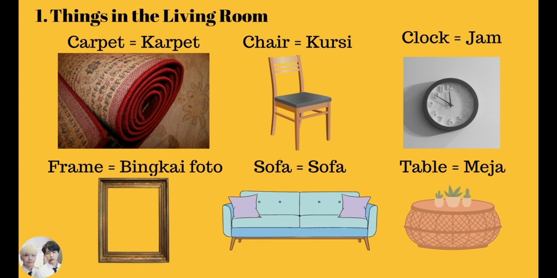Okay, so the first one is things in the living room, atau benda-benda yang ada di ruang tamu. Yang pertama adalah carpet atau karpet. Yang kedua, chair, kursi. Clock, jam. Frame, bingkai foto. Sofa, sofa. Table, meja. You can repeat after me. Carpet, chair, clock, frame, sofa, table.